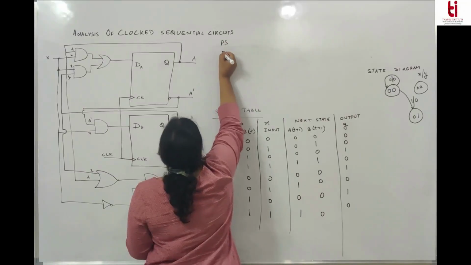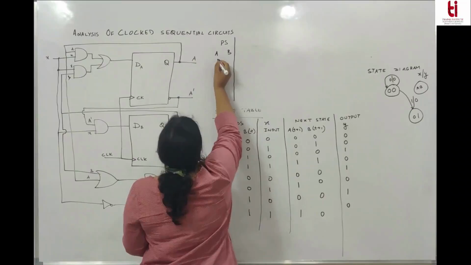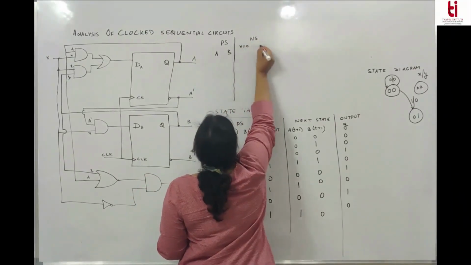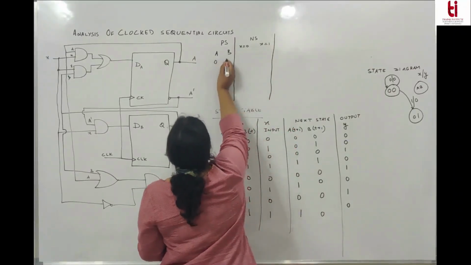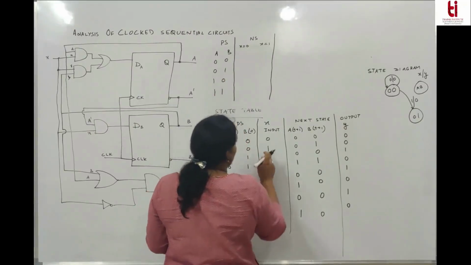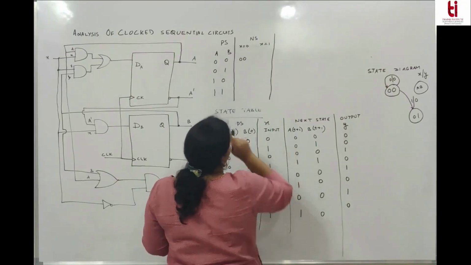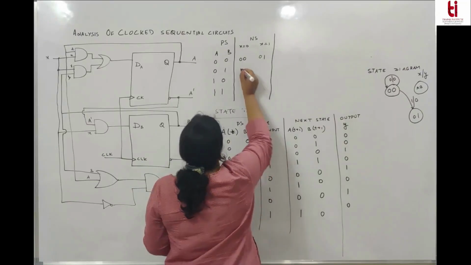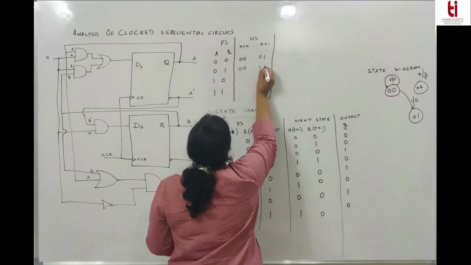Present state, then next state for X equal to 0, for X equal to 1. If it is 00, 01, 10, 11: for X equal to 0, state is 00. For X equal to 1, state is 01. For X equal to 0, state is 00. For X equal to 1, state is 11.